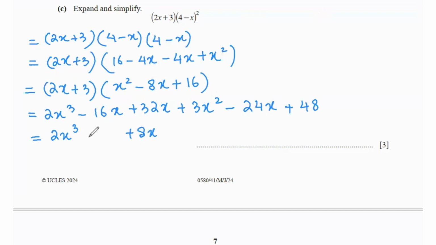Then 3x squared can't be on its own. This is 16.